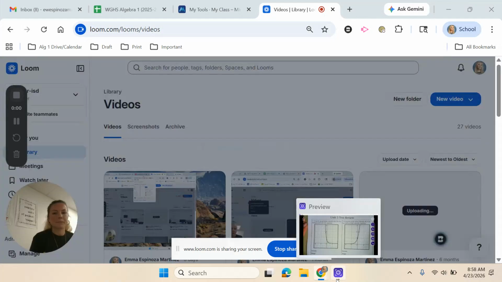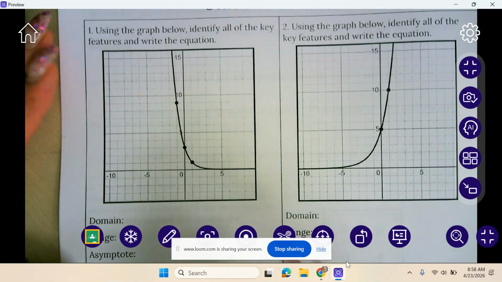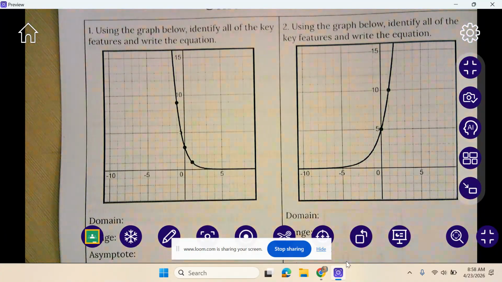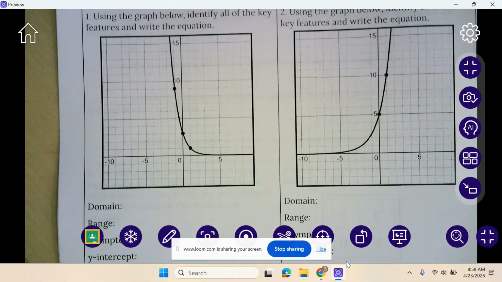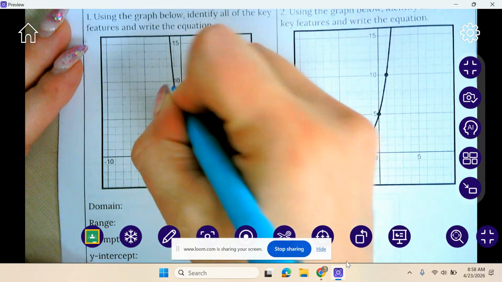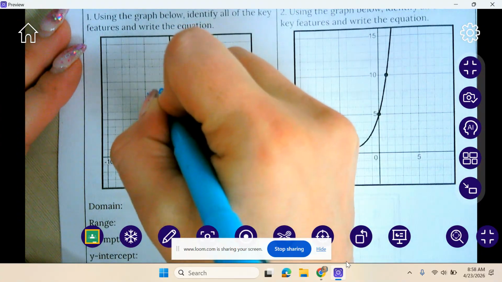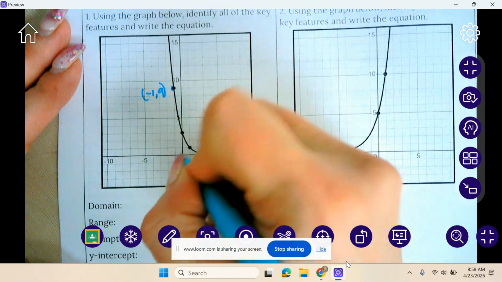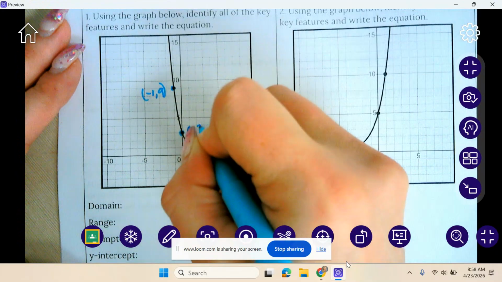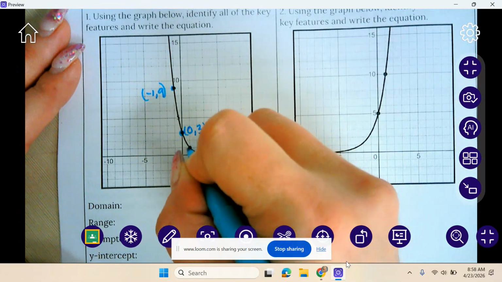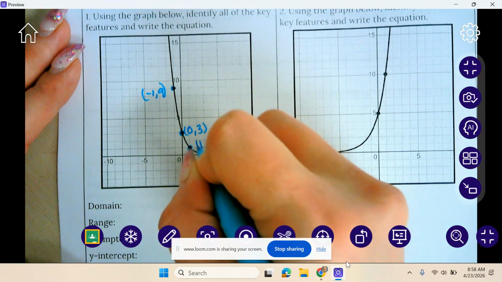All right, so this is the Unit 5 review. We're going to use this graph to help us identify everything below. So let's take a look at some of the first points. This point right here is (-1, 9). This point right here is (0, 3). This point right here is (1, 1).